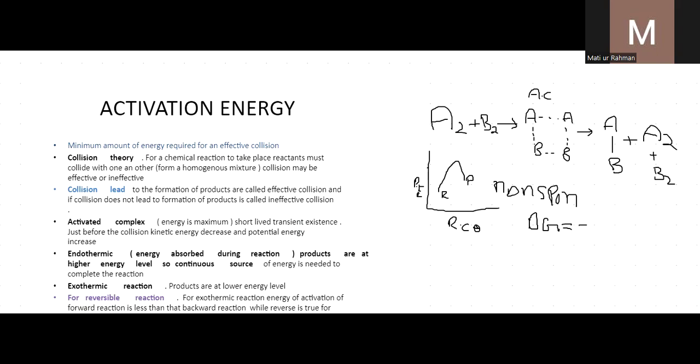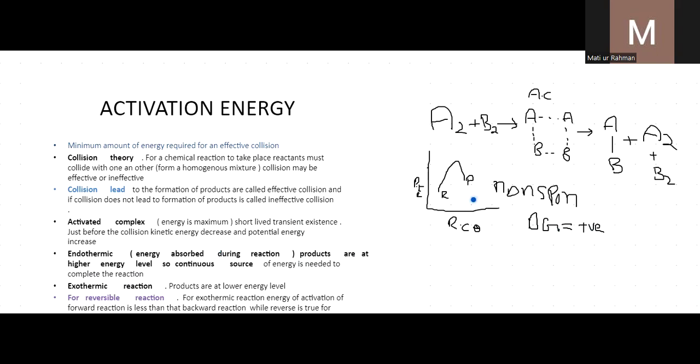What is the meaning of Gibbs free energy? G represents the Gibbs free energy. So what is the meaning of the change in Gibbs free energy being positive? It means that product is at the higher energy level, so a continuous source of energy is needed to complete this reaction. So I repeat, this graph represents the endothermic reaction.